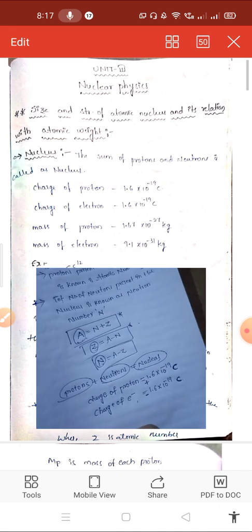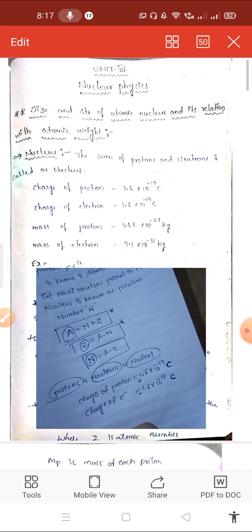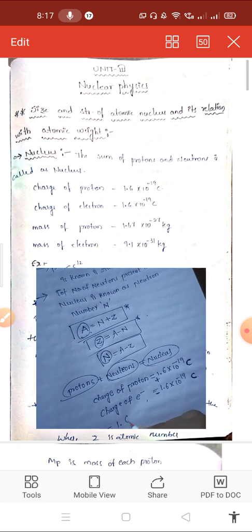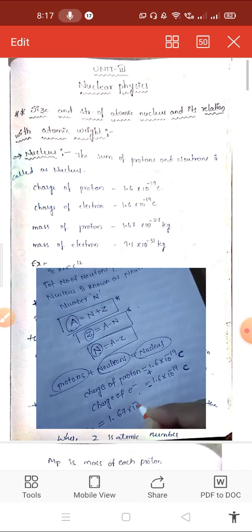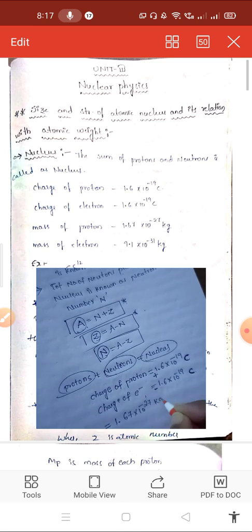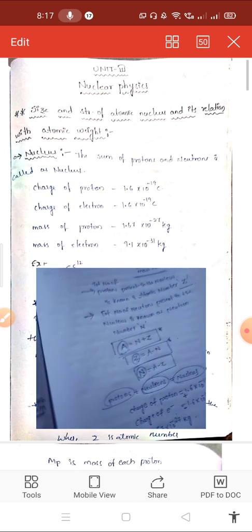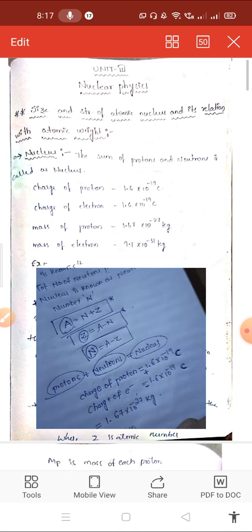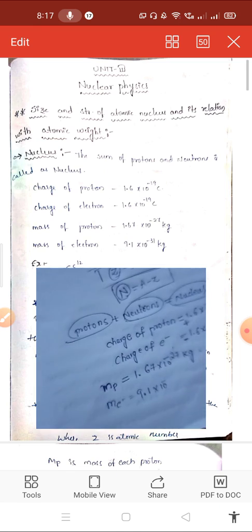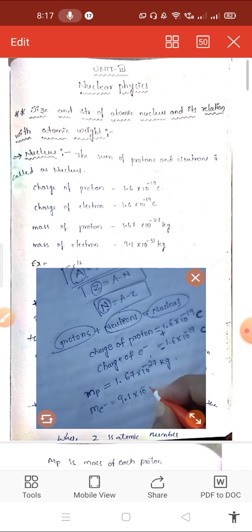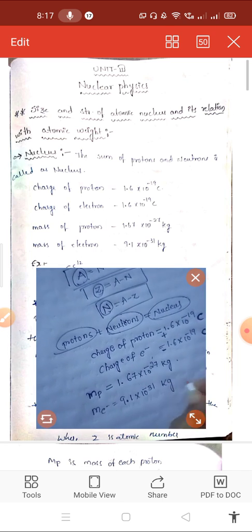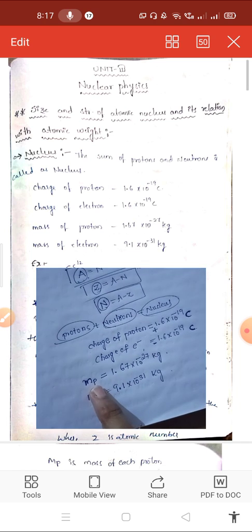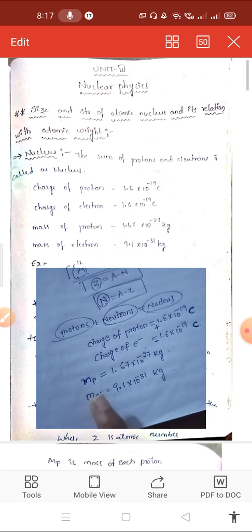Now, what is the mass of the proton? The mass of the proton is denoted by Mp. It is 1.67 into 10 to the power of minus 27 kg. Now, coming to the mass of the electron, that is 9.1 into 10 to the power of minus 31 kg. This is the mass of the proton Mp and the mass of the electron Me.